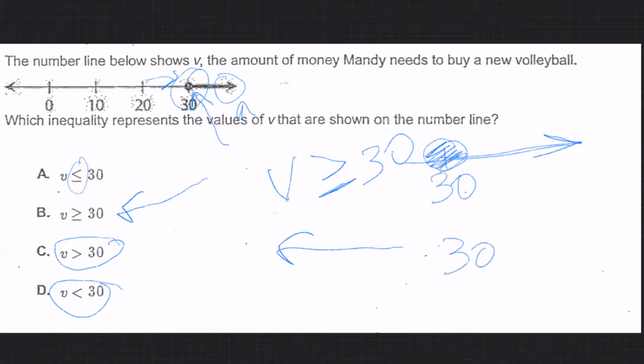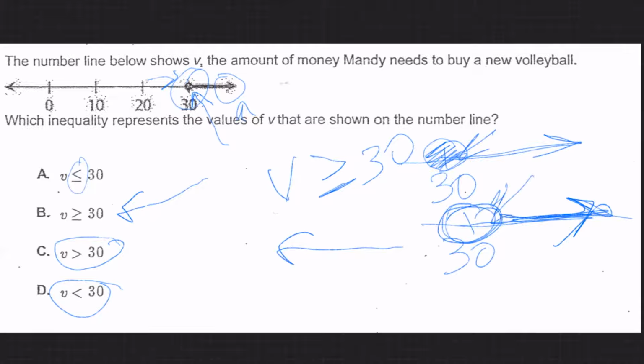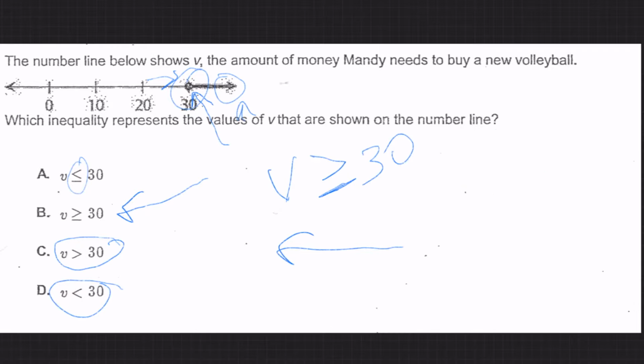So that means it includes 30. But if it said 30 with a number line going this way, and it was circled but not filled in, that would mean it's greater than 30, but doesn't include 30. Here, filled in, it means it includes the number that it's circled around. Here, it means it does not include the number because it's not filled in. That's the difference of those dots on the numbers. So the answer here is letter B, V is greater than or equal to $30.